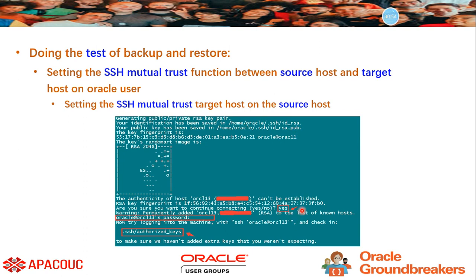In this slide, you can see I need to input the target host password of the Oracle user here. After this, the setting of SSH on the source host is finished.